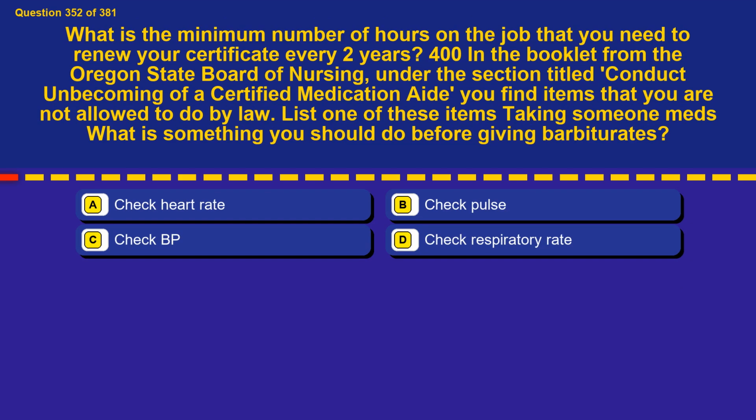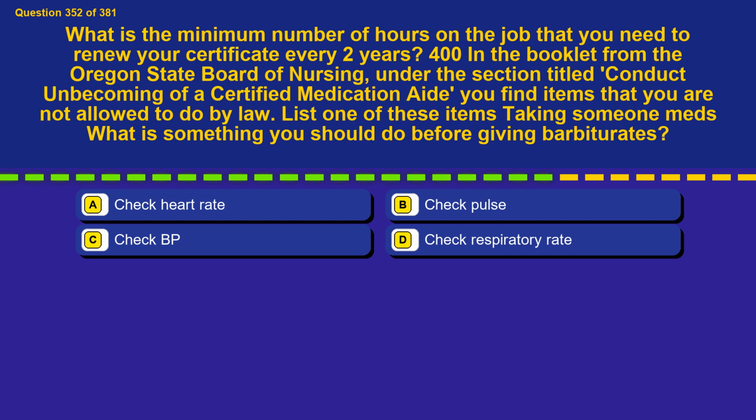Question 352. What is the minimum number of hours on the job that you need to renew your certificate every 2 years? 400. In the booklet from the Oregon State Board of Nursing, under the section titled Conduct Unbecoming of a Certified Medication Aide, you find items that you are not allowed to do by law. List one of these items. Taking someone's meds. What is something you should do before giving barbiturates?